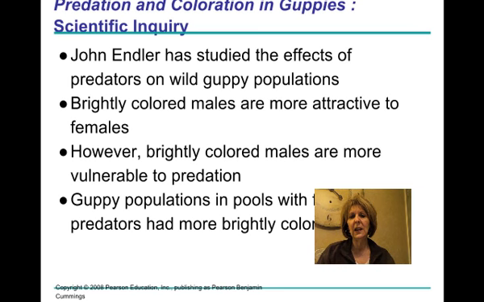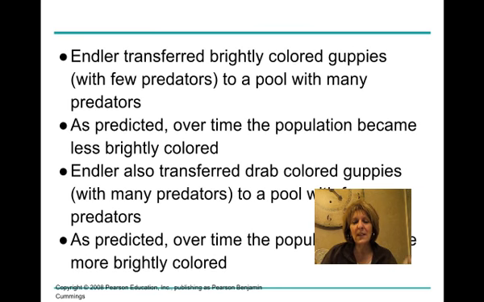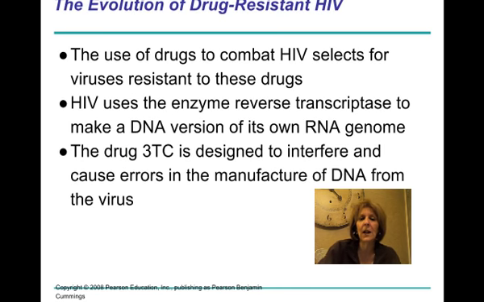One of the things that he knew from his studies is that brightly colored males were very attractive to females. So that was good, to be brightly colored. However, brightly colored males were more vulnerable to predation. So one of the things that he recognized is that guppy populations in pools with fewer predators had more brightly colored males. So what he did, being a scientist, is he took some brightly colored guppies from a pool with few predators and put them into a pool with lots of predators, and as he predicted, over time the population became more drab because there was evolutionary pressure with the predation. Then he took some more drab colored guppies that came from a pool with lots of predators and put them in a pool that had few predators, and over time that population became more brightly colored.